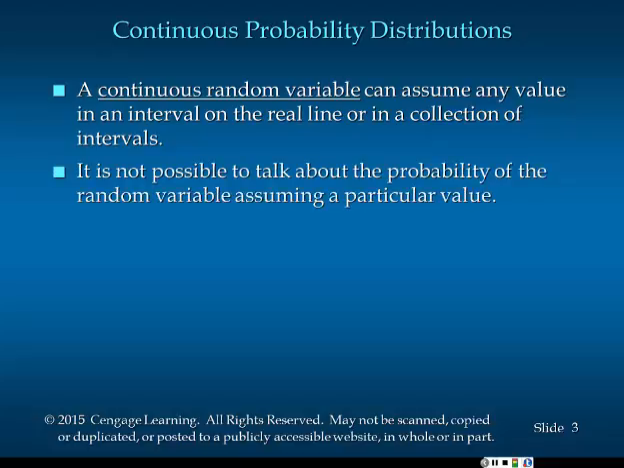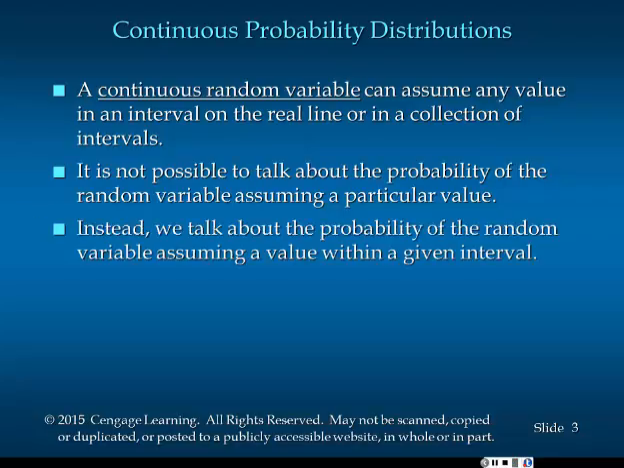It is not possible to talk about the probability of a random variable assuming a particular value. Again, there's no mass underneath that 1 point. 1.0 is very close to 1.001 and very close to 0.99998. How do I know that I'm attributing the right probability to one or the other? I can only talk about distances between the two. So instead, we only talk about probability of the random variable assuming a value within a given interval.